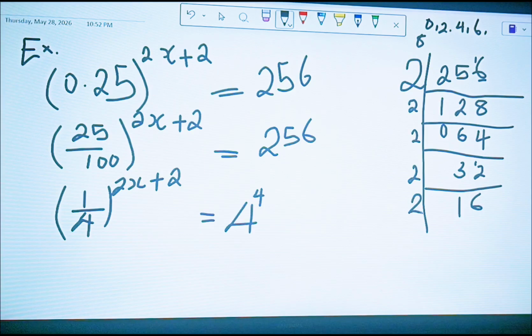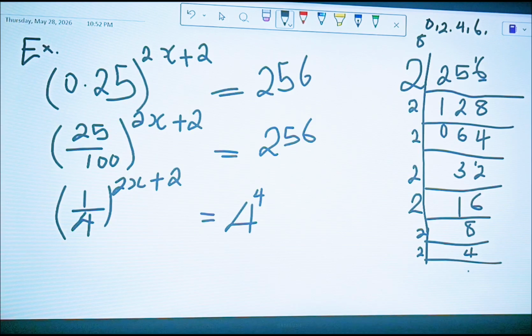We'll continue with this until we get 1. So 2 will go into 16 8 times. 2 will go into 8 4 times. And 2 will go into 4 how many times? 2 times. So I'm sorry, I'm rushing because I really don't want the video to be long. So 2 will now go into 2 one time.